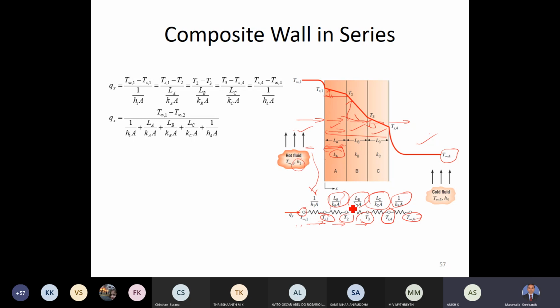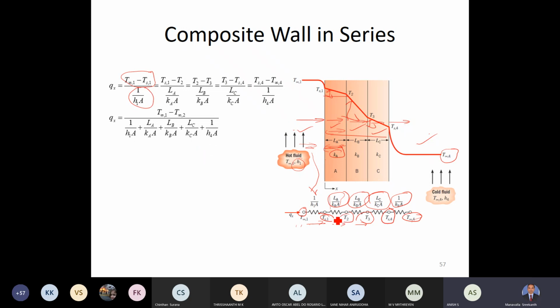Now, how to calculate the heat transfer? So you have this equation Q. You start with Qx. Qx is equal to heat transferred. Let us say heat transferred across the first resistance. First resistance is this convection resistance. So that is written as T infinity 1 minus Ts1, see, T infinity 1 minus Ts1 divided by the convection resistance 1 by H1A.